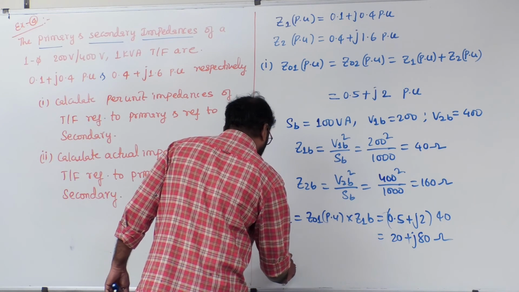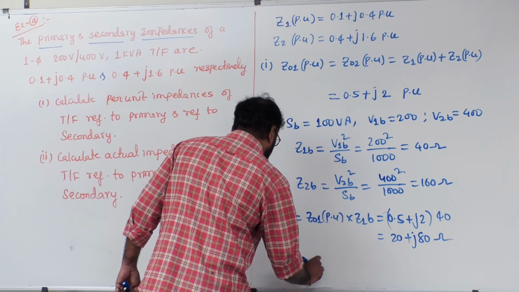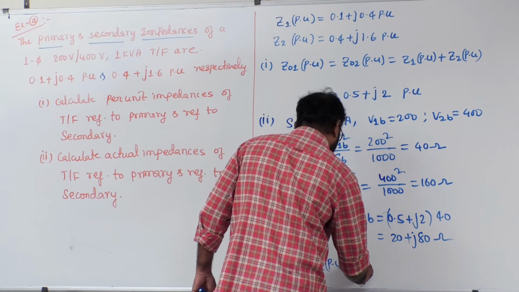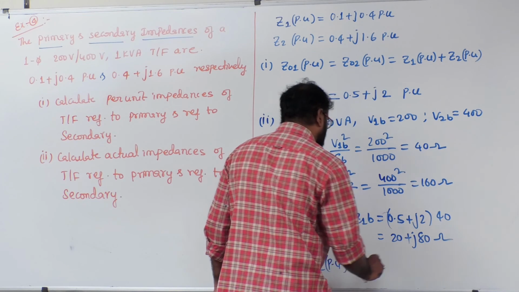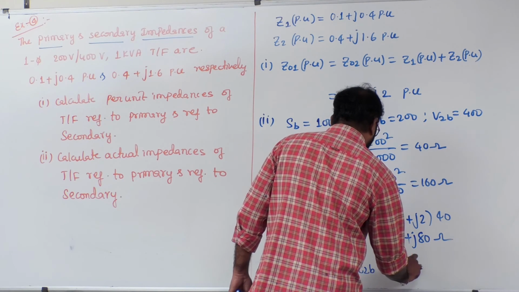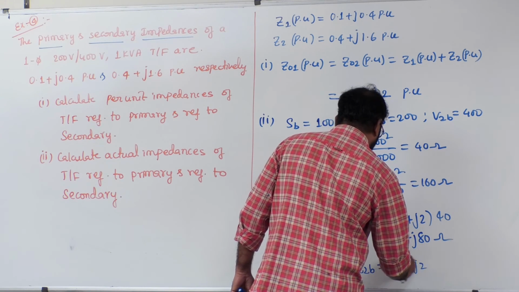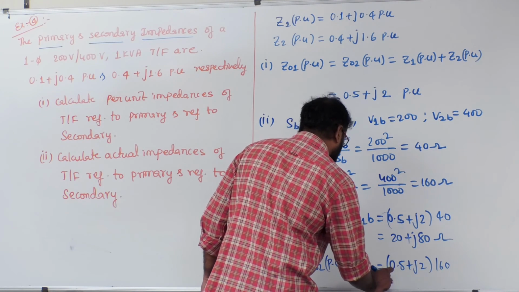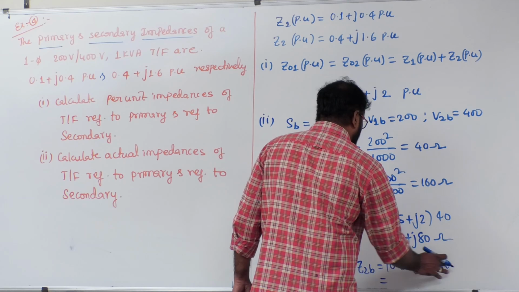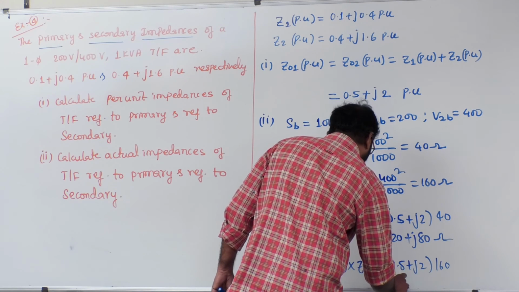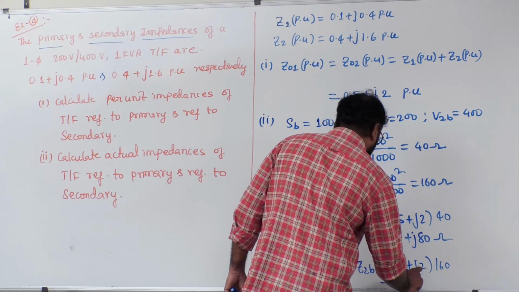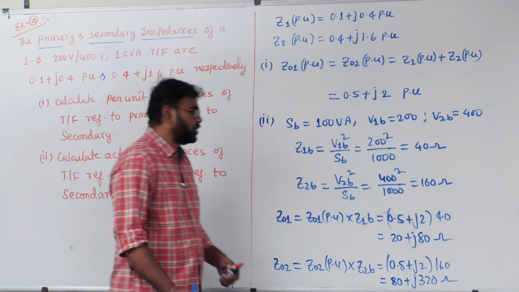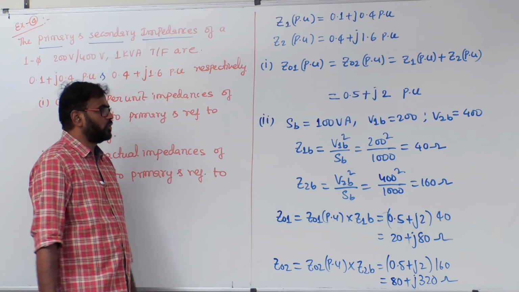Now, Z02 actual equal to Z02 per unit multiplied with Z2 base. What is Z02 per unit? Same as Z01 per unit, 0.5 plus j2 multiplied with 160. So, what I get now? 160 into 0.5, that is 80, plus 160 into 2, that is 320. So, 80 plus j320 ohms. Clear?